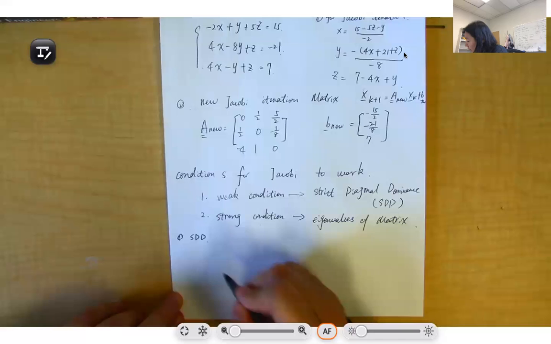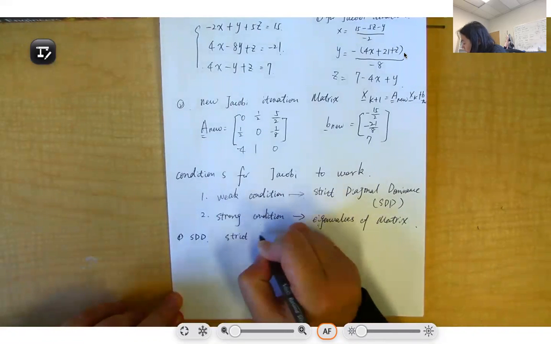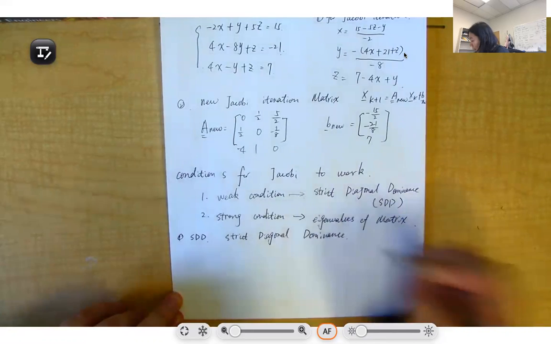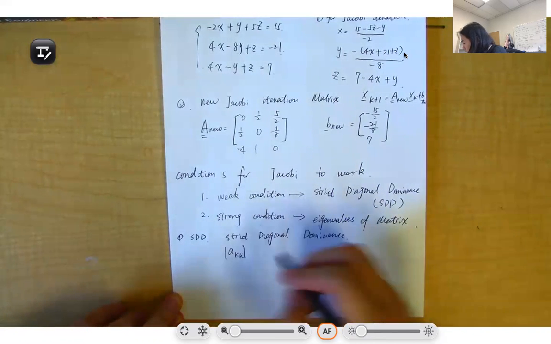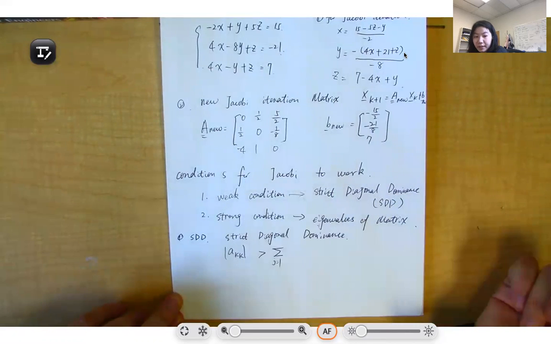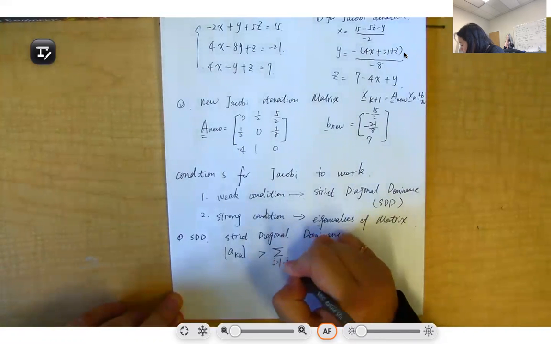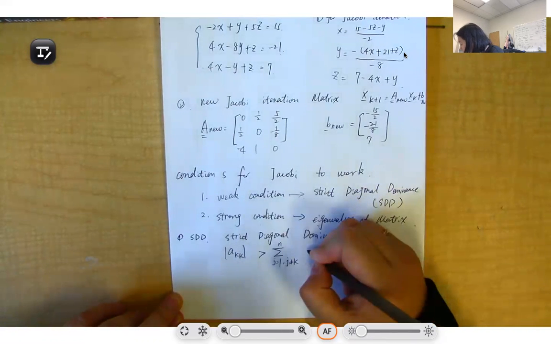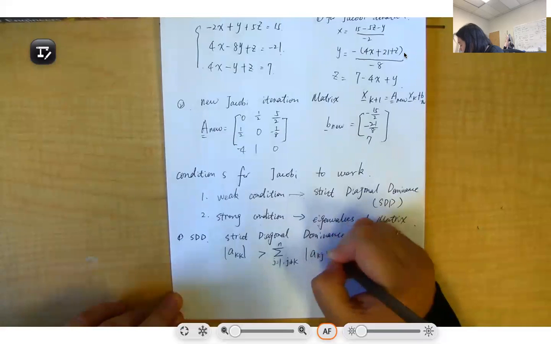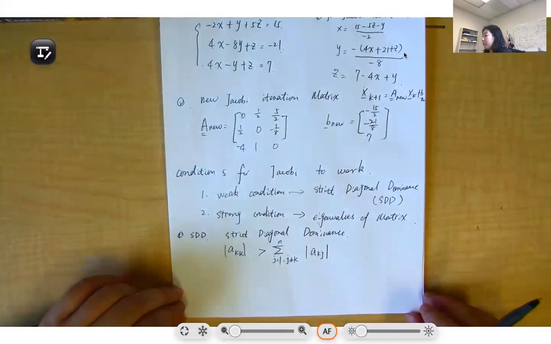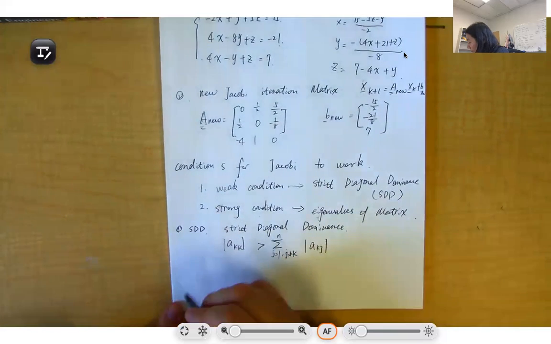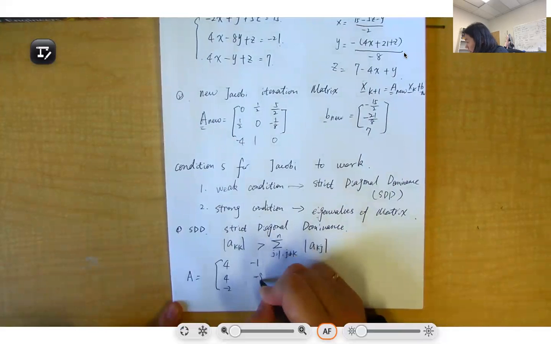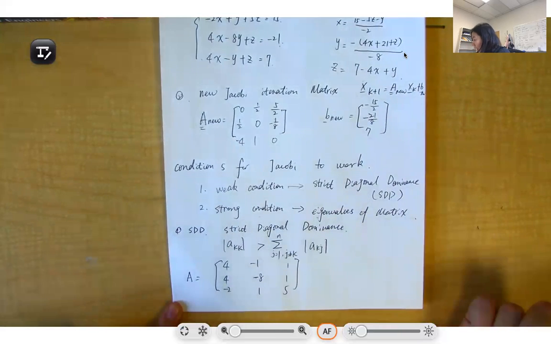What is SDD? The strict diagonal dominance. It means the absolute value of A_kk has to be over the sum of the rest of the elements in that row, where j is not equal to k, the sum of |A_kj|. So if you have the system, for example, A equals 4, -2, -1; -8, ... 1, 1, 1, 5.